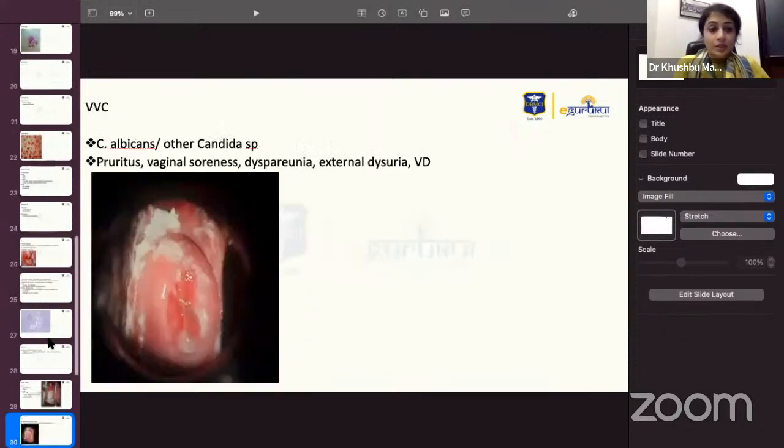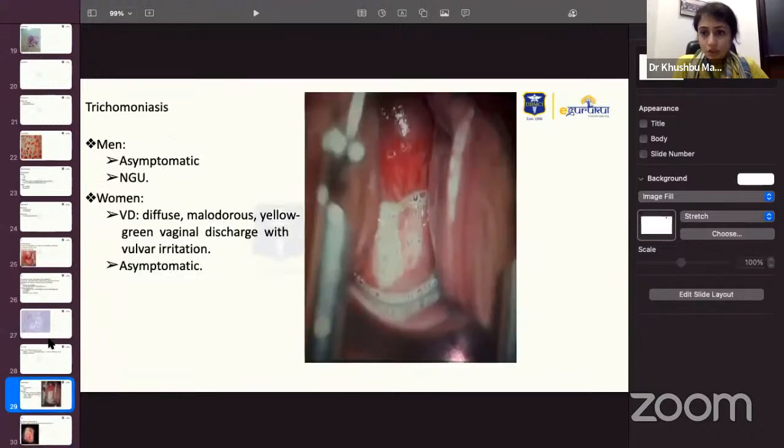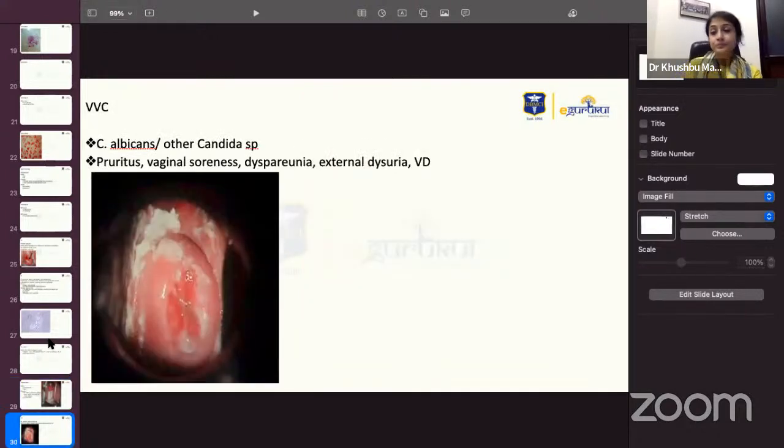Right? So this is my second discharge. So easy. The discharge is different. pH is same, but the discharge is different. It's greenish, frothy discharge. Coming to the last vaginal discharge, which is vulvovaginal candidiasis, which is caused by Candida albicans, which is a yeast. Now, how does it present?